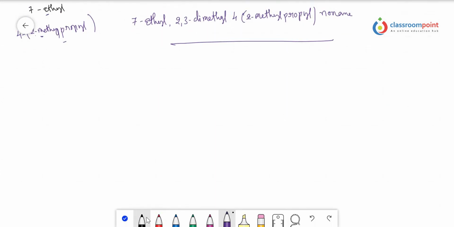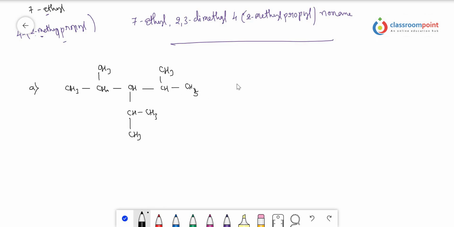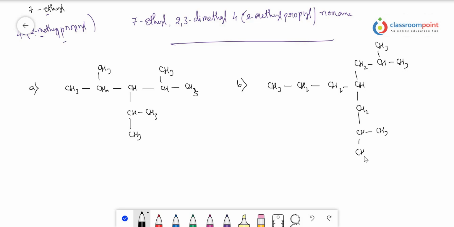So I will give some more examples for you all. Please solve these questions. I request you all, please try to solve these questions and send me the IUPAC names of these molecules. Thank you.